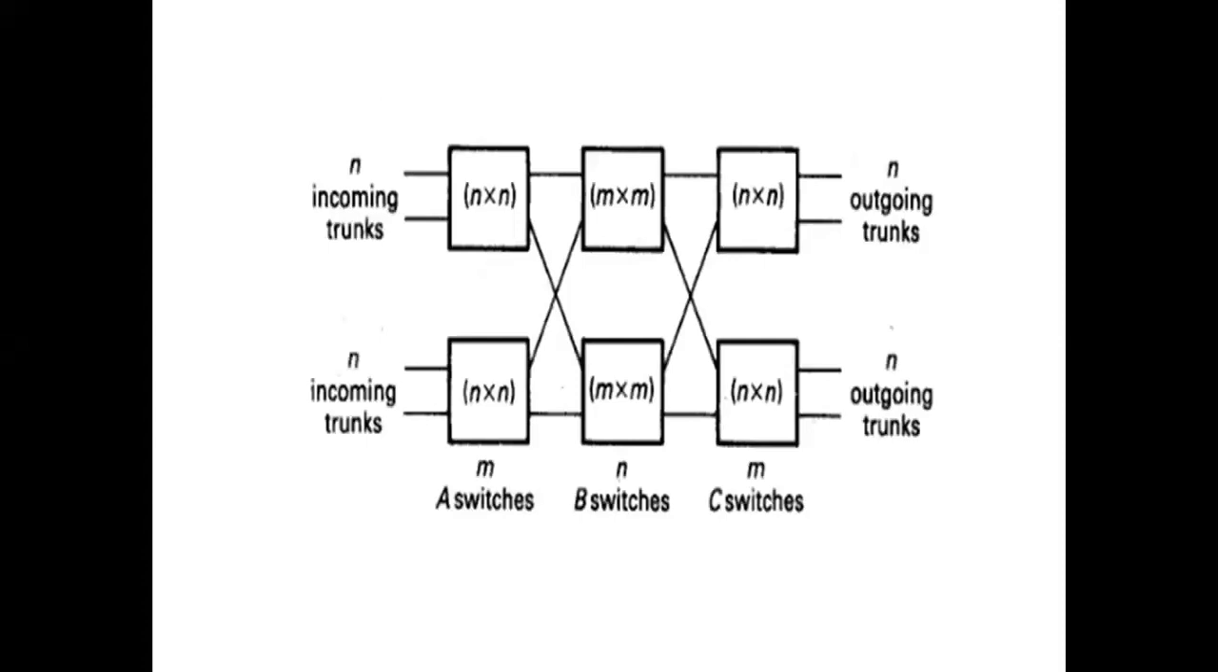This is the space switch equivalent of the TST switch. We have n cross n dimension switches at the input, m cross m switches at the intermediate stage, and n cross n switches at the outgoing stage. This is the space switch equivalent of the TST switch.